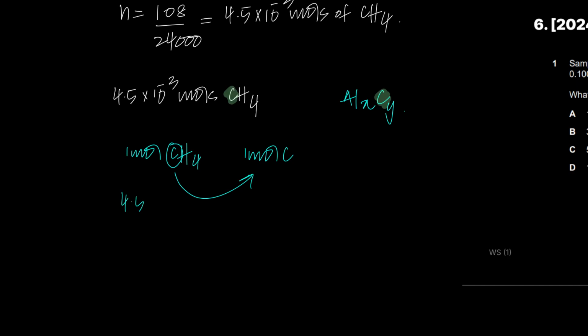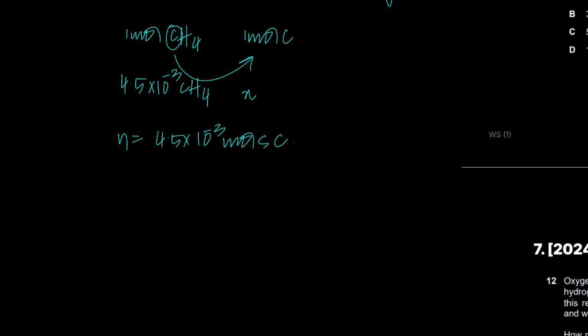So if you have 4.5 into 10 raised to the power minus 3 moles of methane, how many moles of C do you have? The same number. Moles of C, 4.5 into 10 raised to the power minus 3. These are the moles of carbon. And from the moles of carbon, I want to go into the mass of carbon. Now the question is, sir, why are you going into the mass of carbon? I'll tell you in a moment.